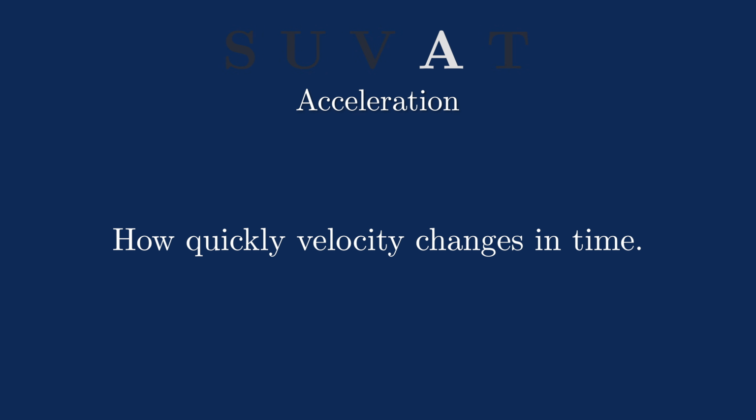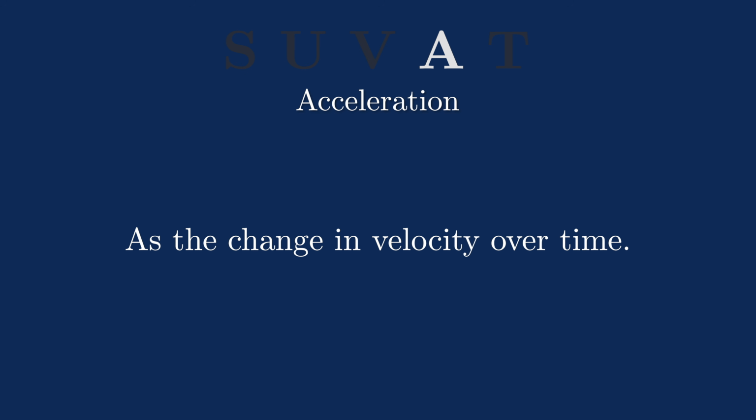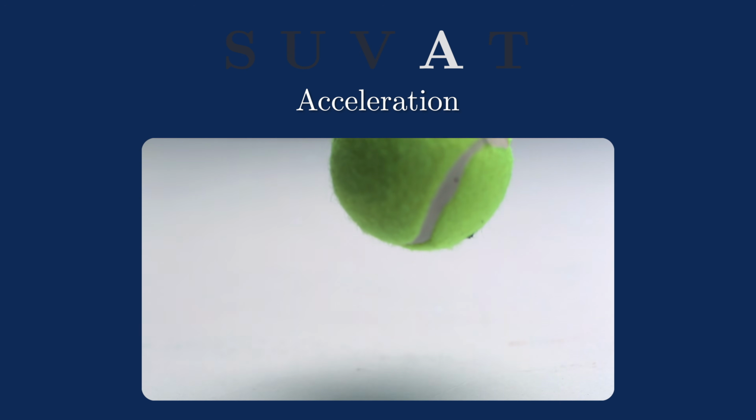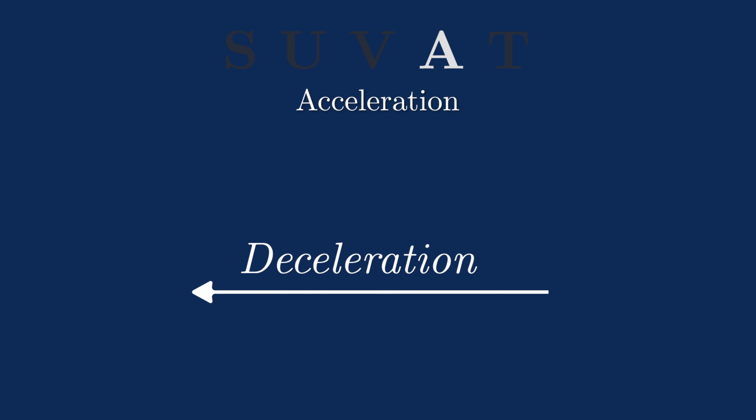Then there is acceleration, written as the letter A. Acceleration is how quickly velocity changes in time. You might have already seen acceleration written as the change in velocity over time, or dv by dt. This could mean speeding up, slowing down, or even changing direction. A falling ball accelerates because gravity constantly changes its velocity. A car braking also accelerates, but in the opposite direction to its motion. So we often call that deceleration.